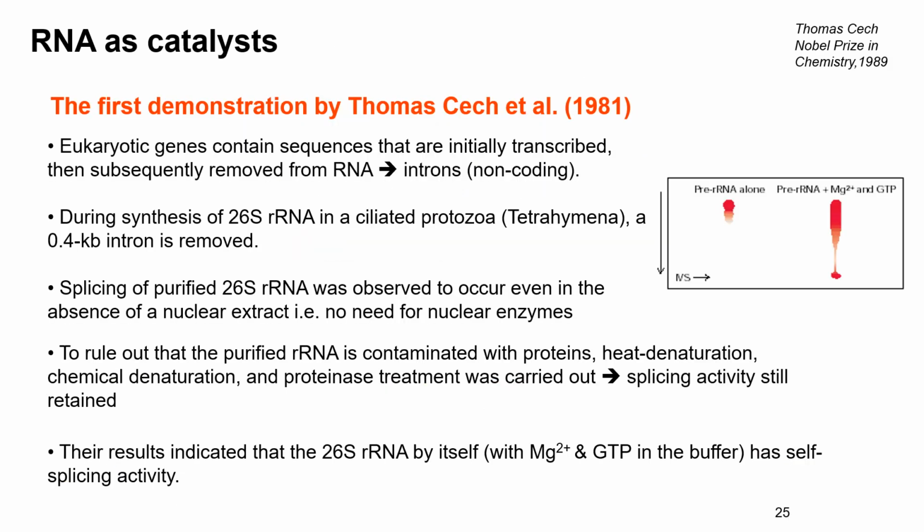RNAs can also act as catalysts, like an enzyme, and this was first demonstrated in 1981 in the lab of Thomas Cech, who went on to win the Nobel Prize for this discovery.